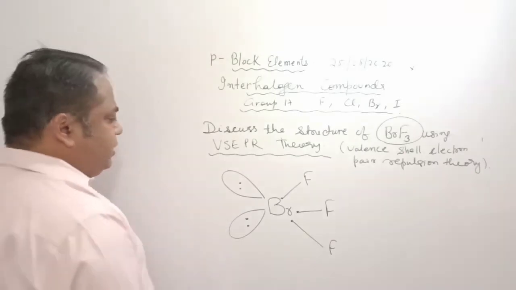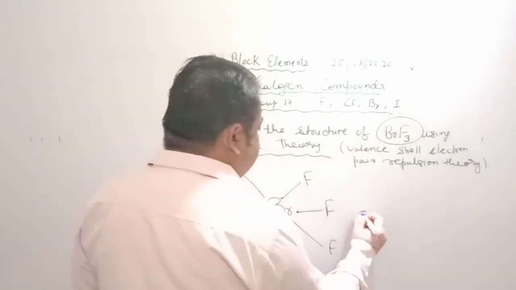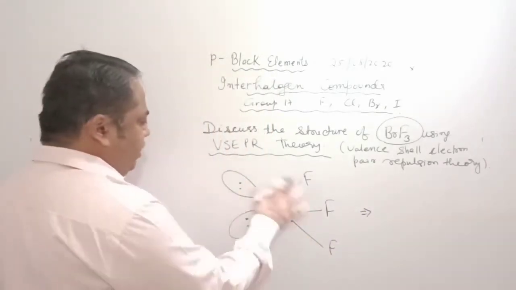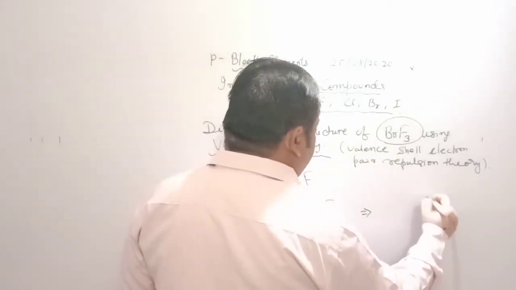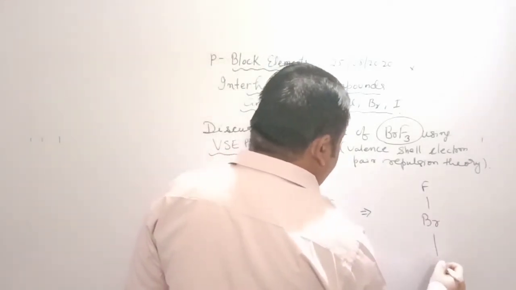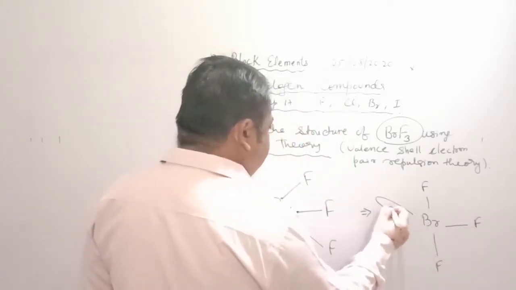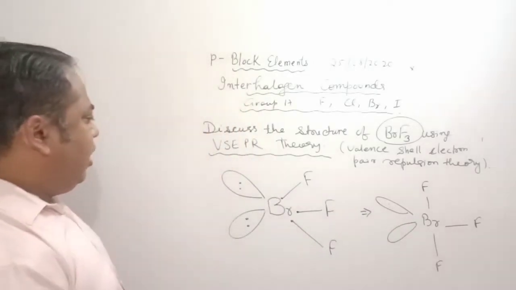Now if you see its structure, then it could be like this. If repulsion of bond pair and lone pair would be there, then it should look like this: bromine, 1 fluorine here, 1 fluorine here and 1 fluorine here. These are the 2 lone pairs. How did I find this out?